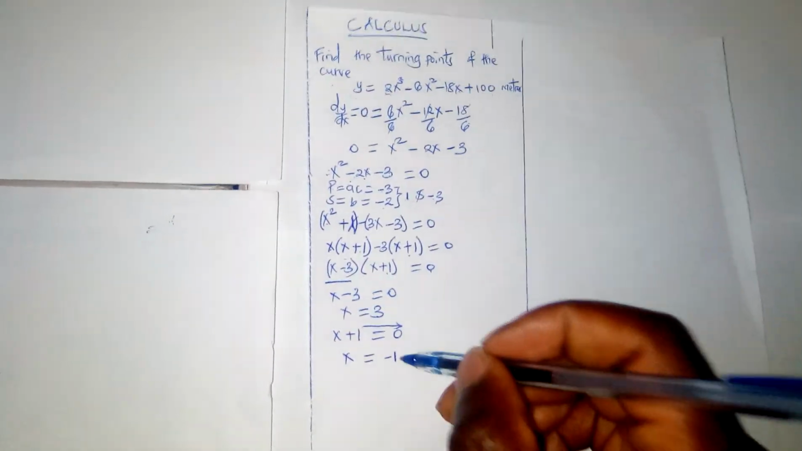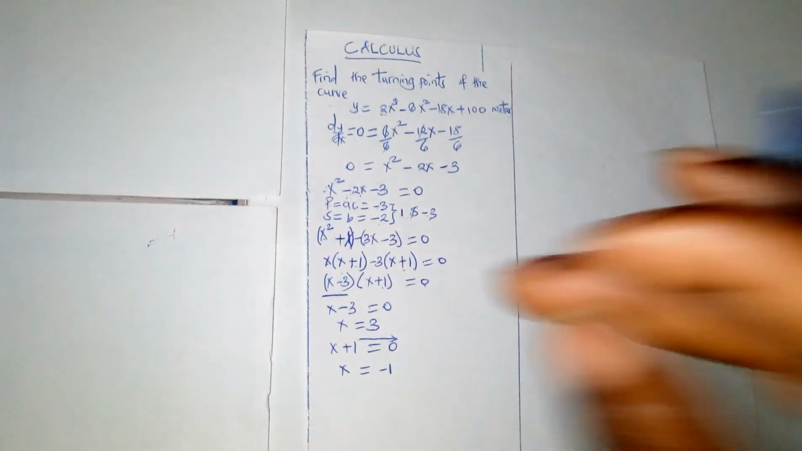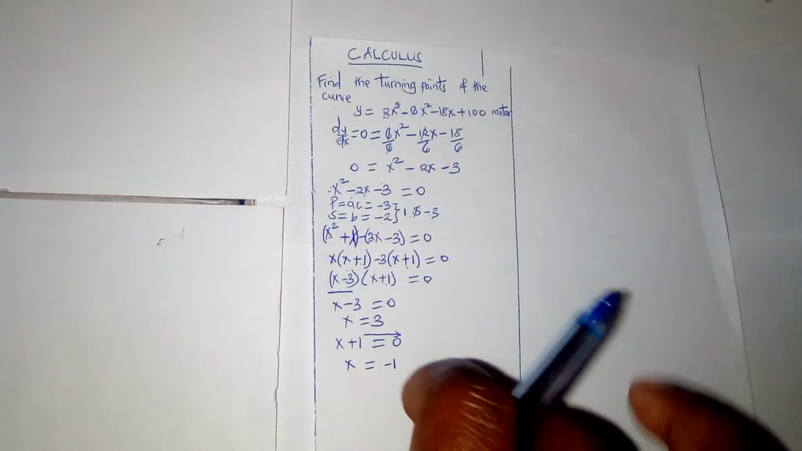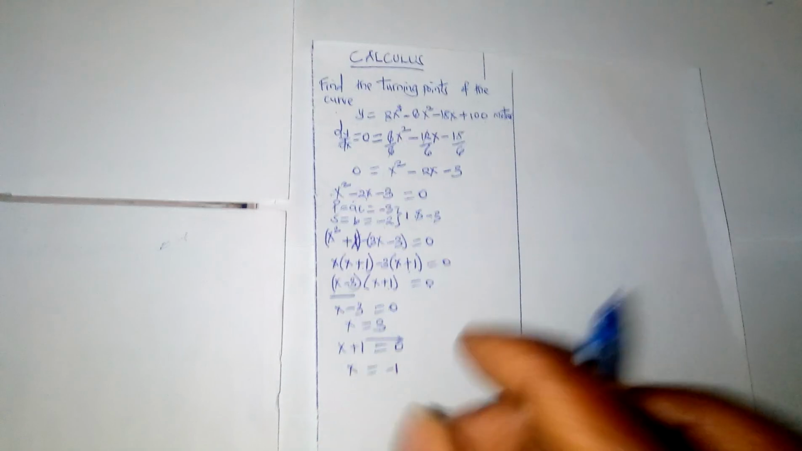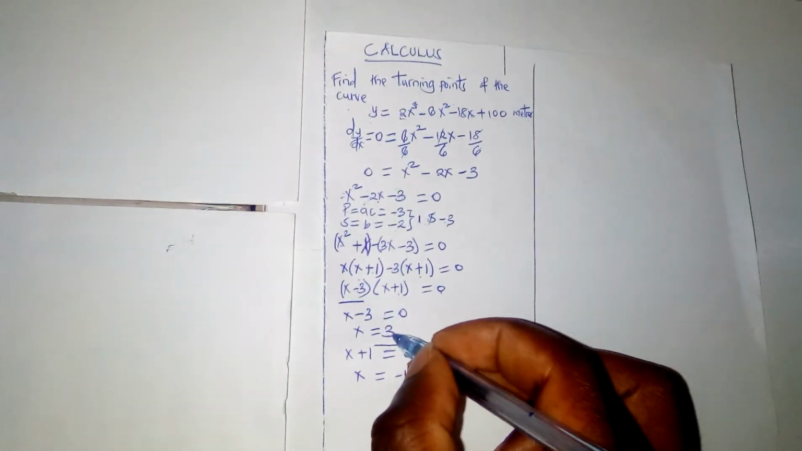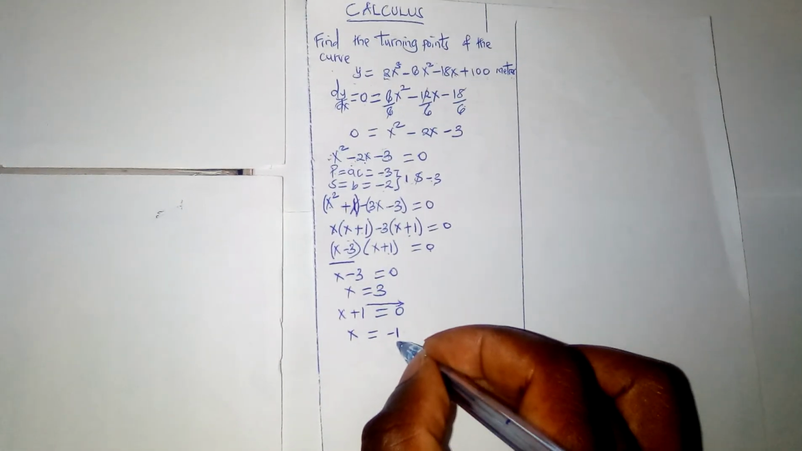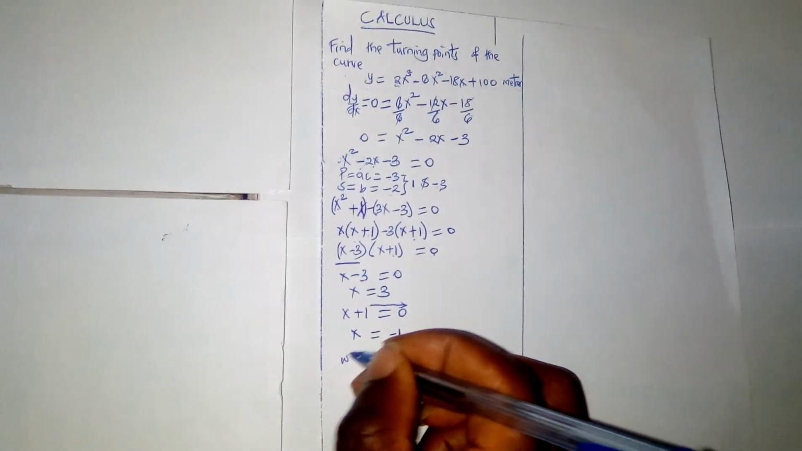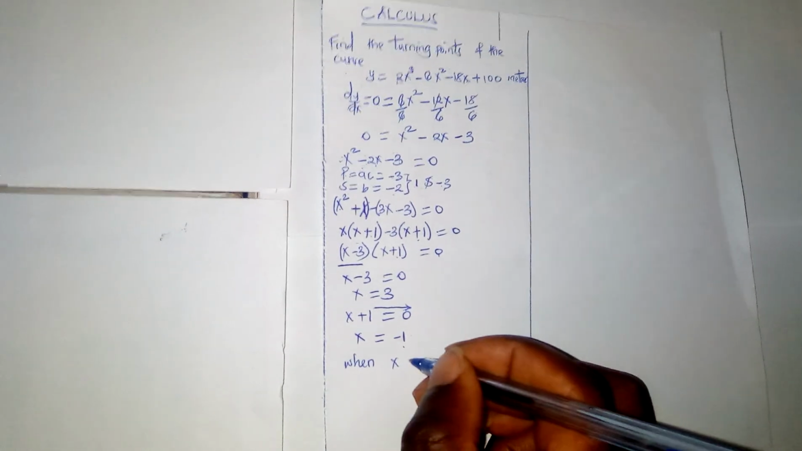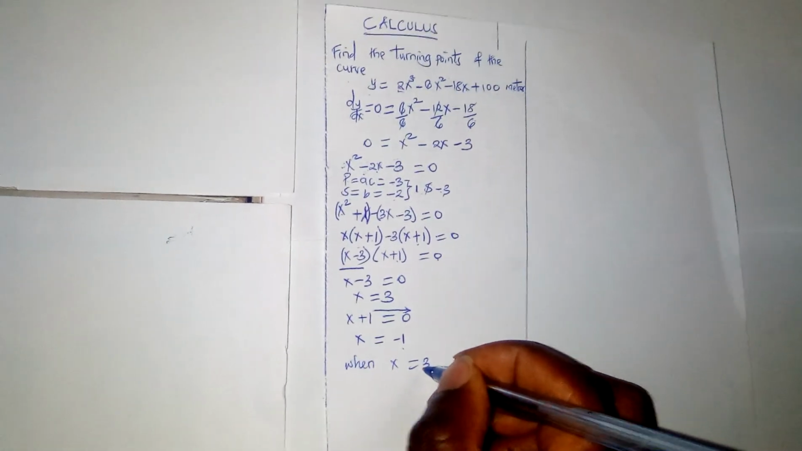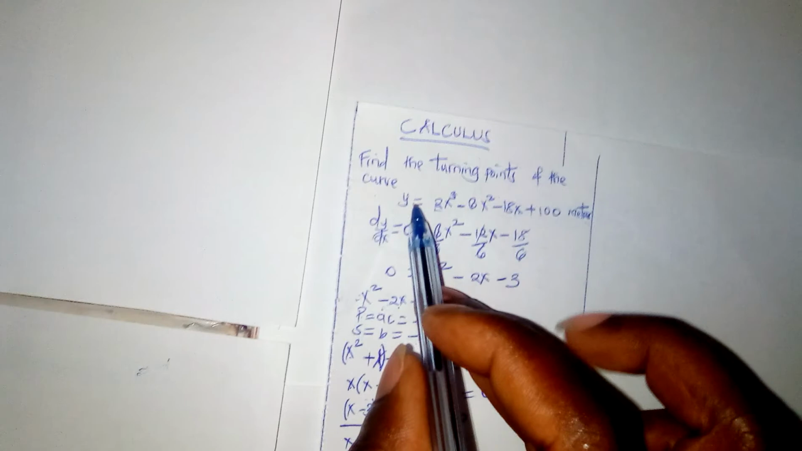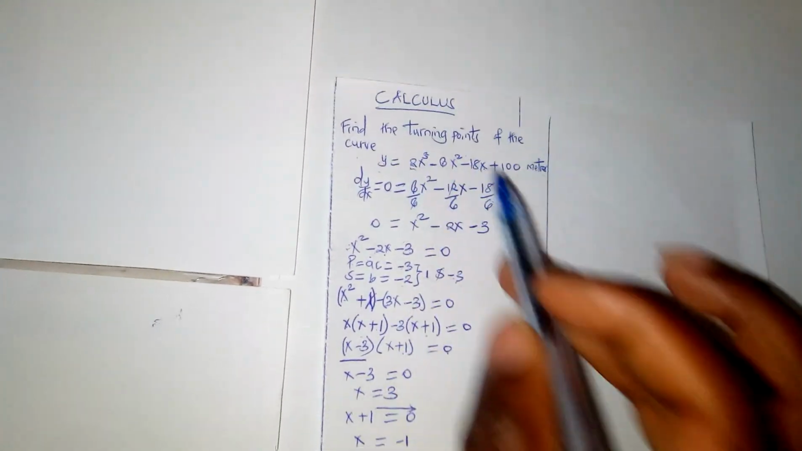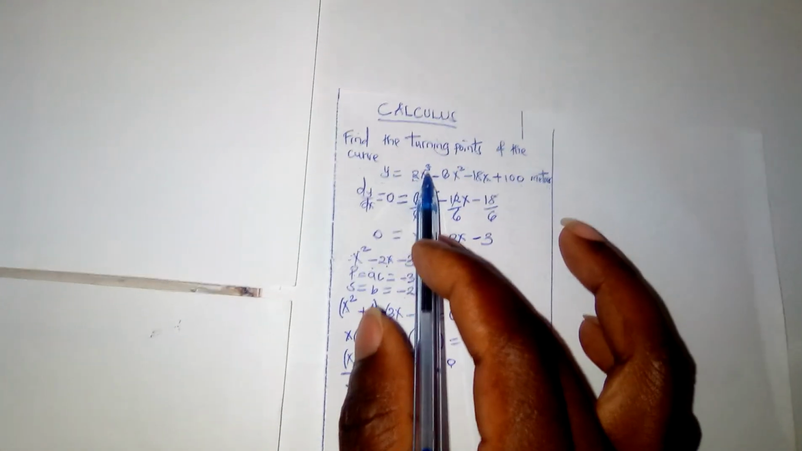Now having the two values of x, I can use them to get the values of y, so that we can write the turning points, because those turning points shall be when x is 3 and when x is negative 1. So we can start with any. Let us say when x is equal to 3. Now what is y? I'll write the equation of the curve the way it is.